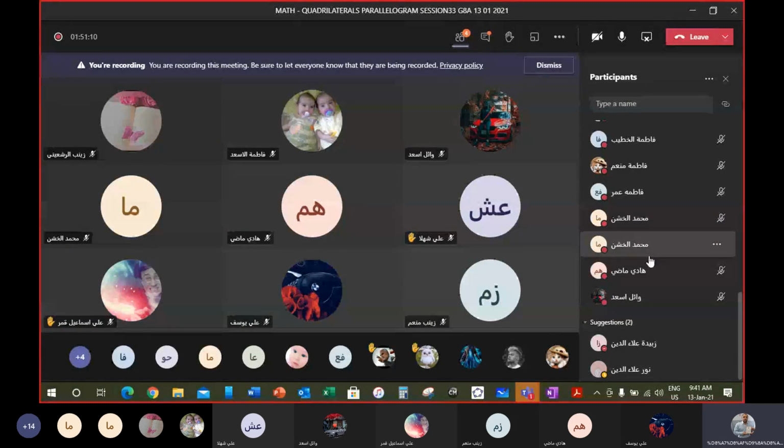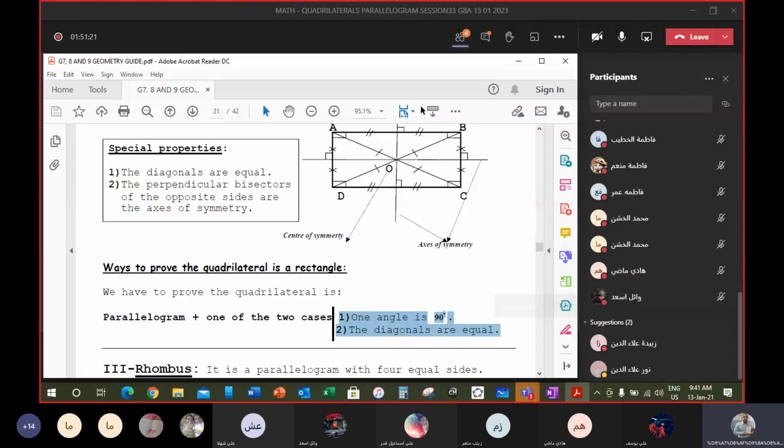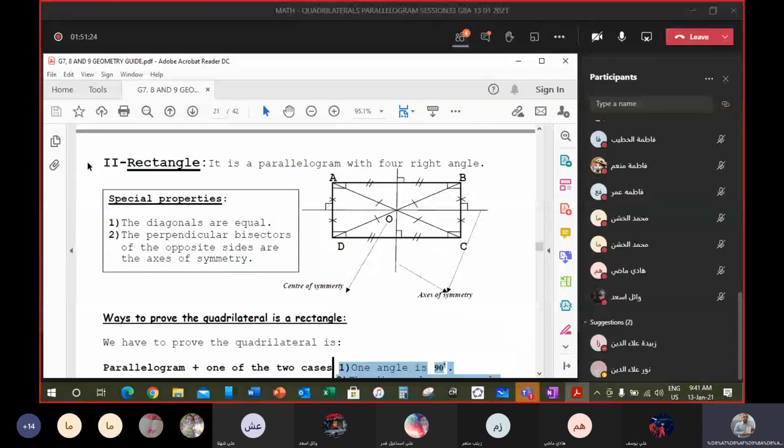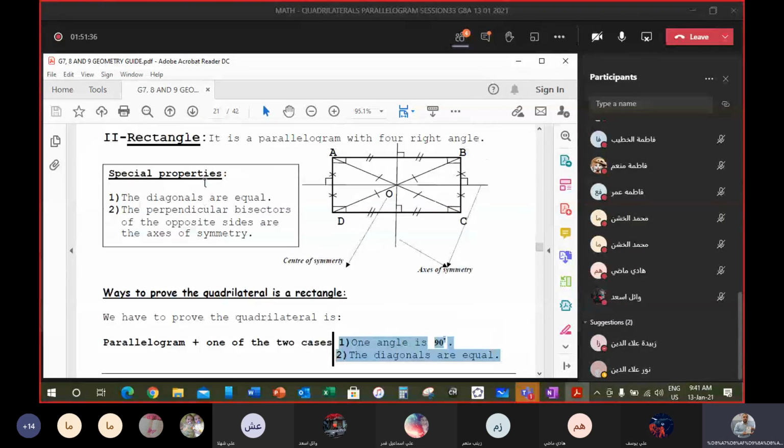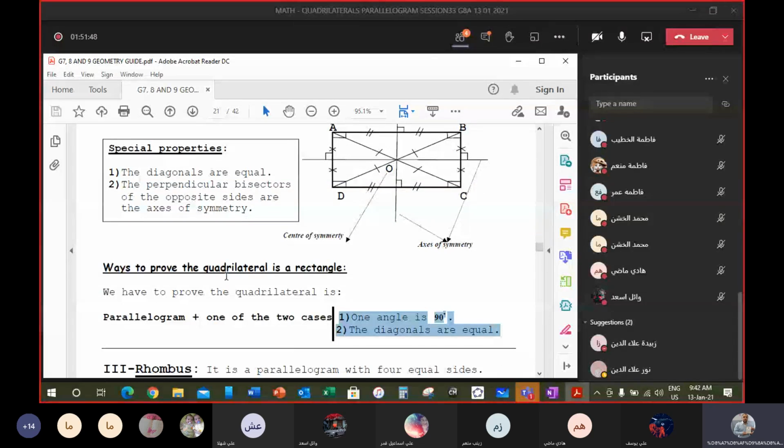This explanation of the rectangle is in the file with you. Write it in the revision notebook. Rectangle: it is a parallelogram with four right angles. Draw the figure. Special properties: the diagonals are equal, the perpendicular bisectors of the opposite sides are the axes of symmetry. To prove a quadrilateral is a rectangle, we have to prove the quadrilateral is a parallelogram plus one of the two cases: either one angle is 90 or the diagonals are equal.